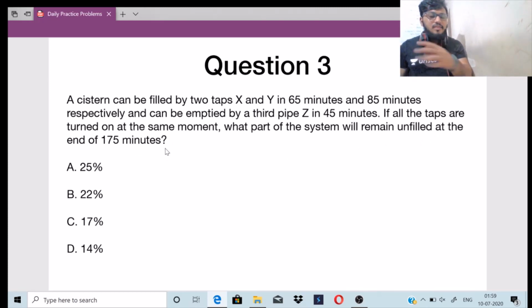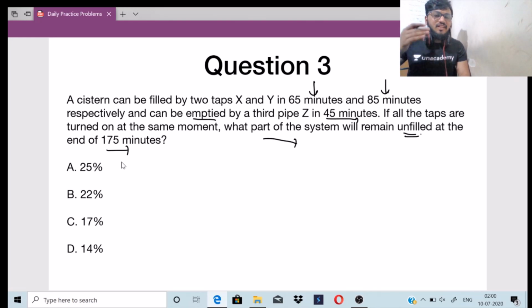A system has basically three pipes, and the two pipes are used for filling it up, right? Two pipes x and y are used for filling up the system, and it is done in 65 minutes and 85 minutes respectively. There is a third pipe z which can empty the whole contents of the tank in just 45 minutes. All the taps are turned on, मतलब सब taps को एक ही moment पर on कर दिया है, right? So what part of the system will remain unfilled at the end of 175 minutes?